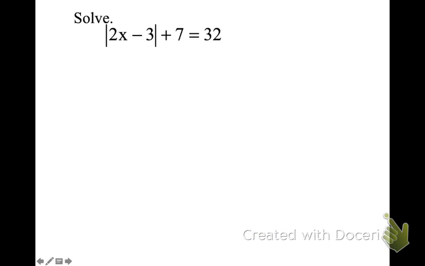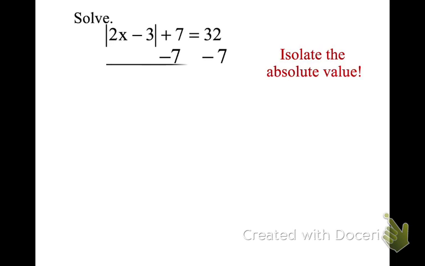All right, before we can start to figure out our absolute value, we have to treat it like it's a variable and isolate the absolute value. So the first thing we want to do is get rid of that plus 7 using inverse operations. The inverse operation is to subtract 7. Okay, 2x minus 3 is equal to 25.